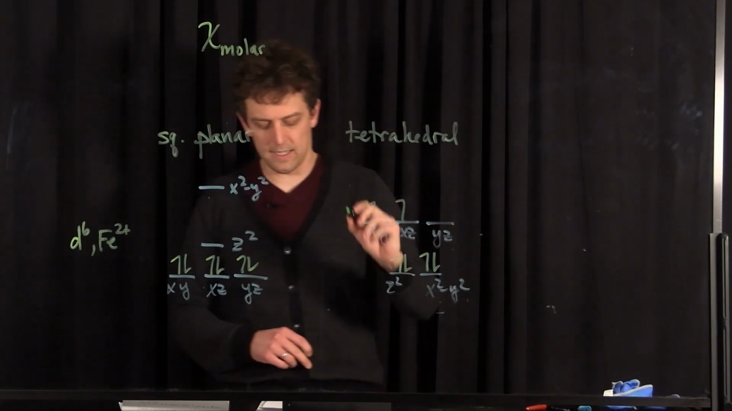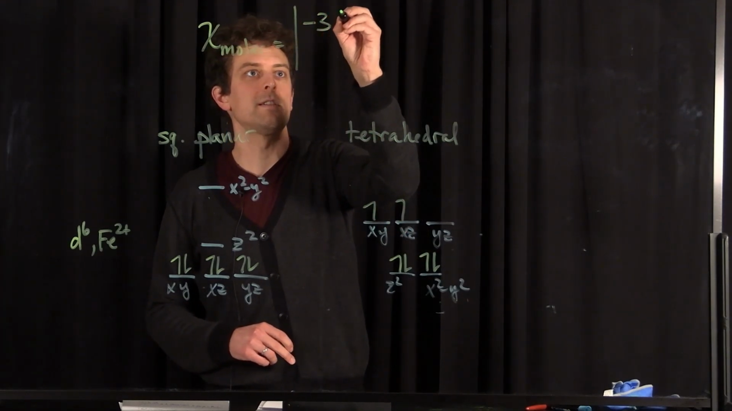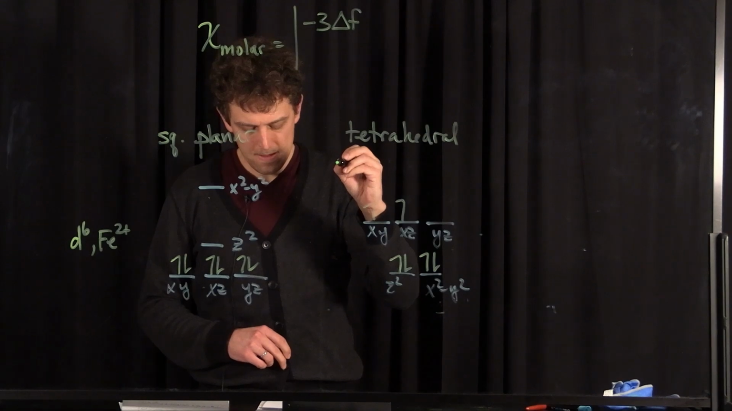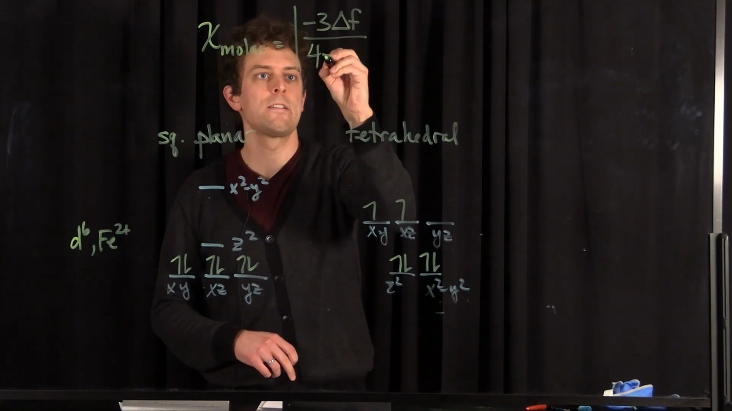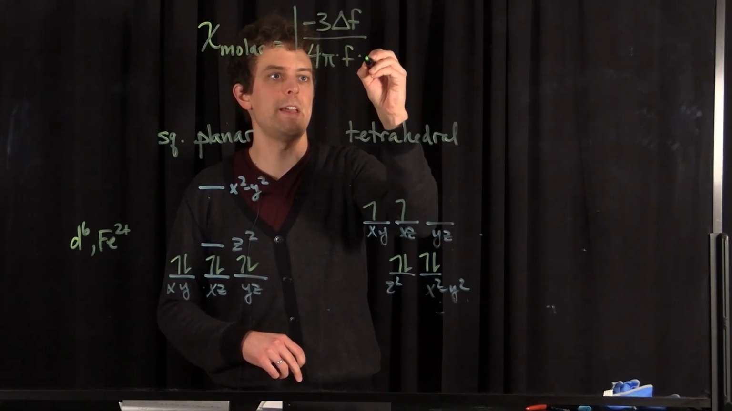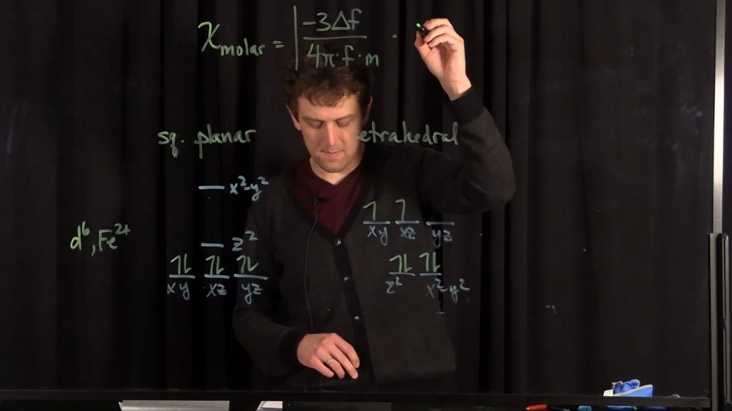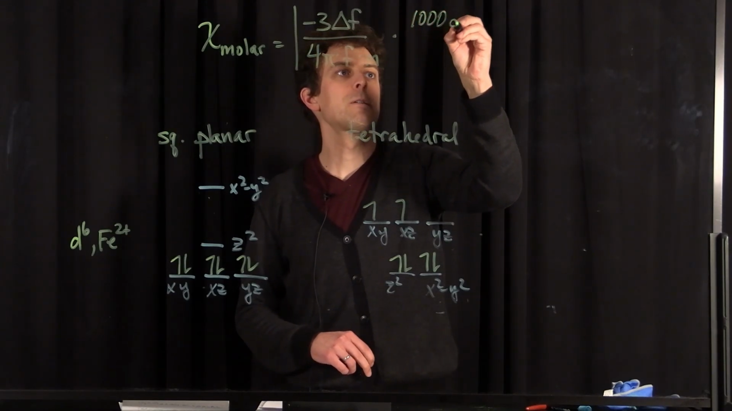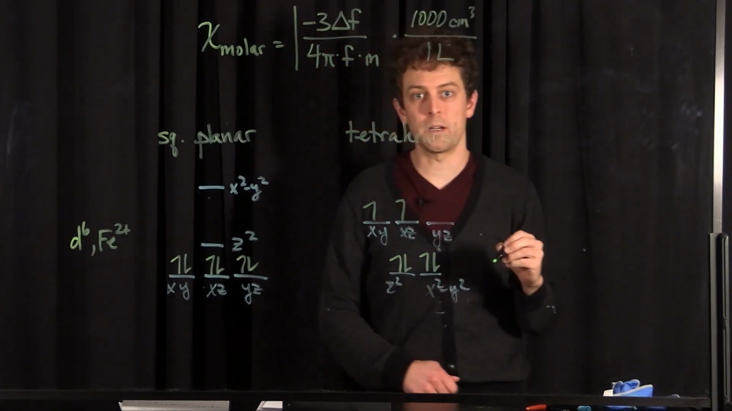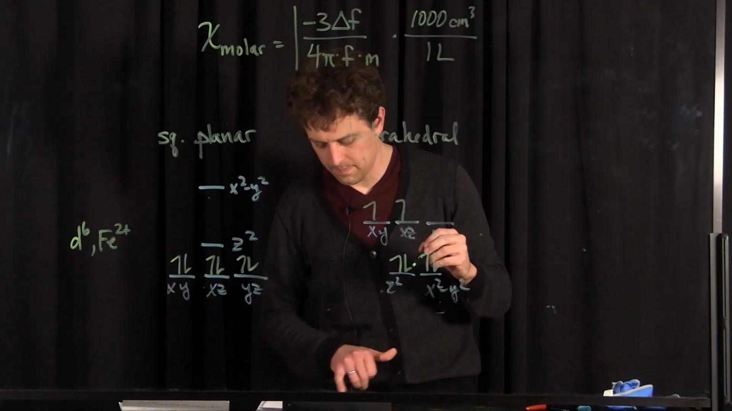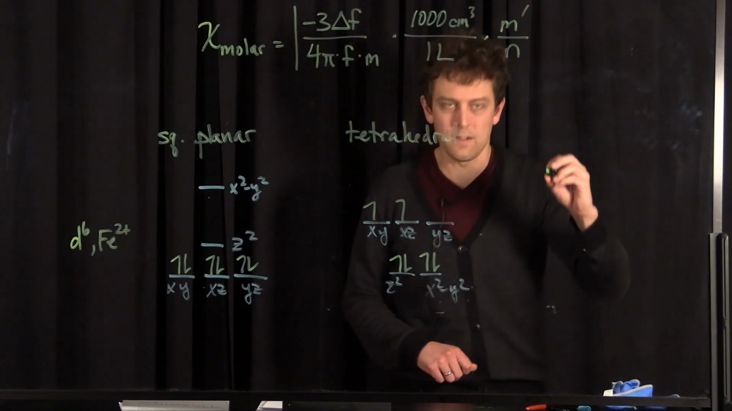So the molar susceptibility, chi m, equals the absolute value of -3 delta F divided by 4 pi times F times m, times a conversion factor of 1,000 centimeters cubed per 1 liter, converting from our concentration units that we are going to put in to our data and out, times m prime divided by n. All right, all that in a closed bracket.